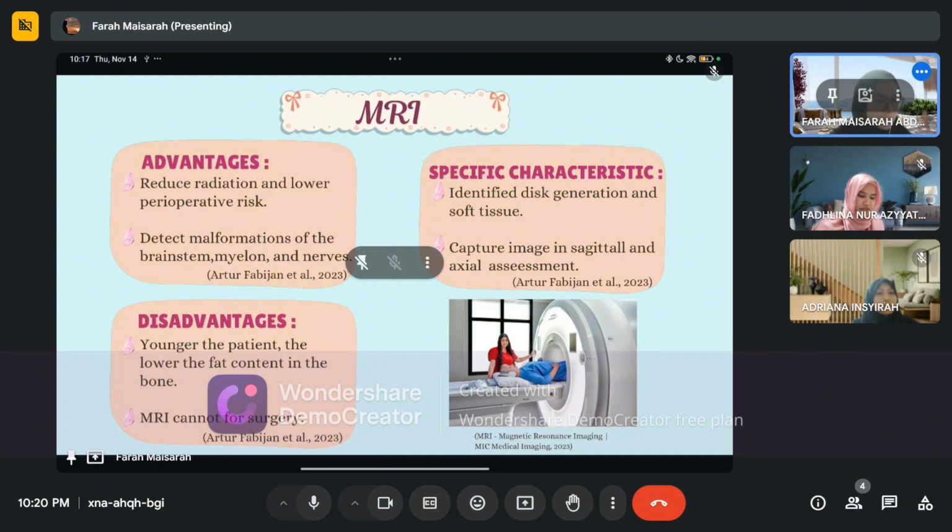For the disadvantages, in younger patients the fat content in the bone is lower, so it's difficult for the doctor to differentiate bone and fat content. MRI cannot be used for surgery, and it is also very expensive compared to CT or X-ray. For the specific characteristic, it identifies degeneration and soft tissue. It also captures images in sagittal and axial assessment.